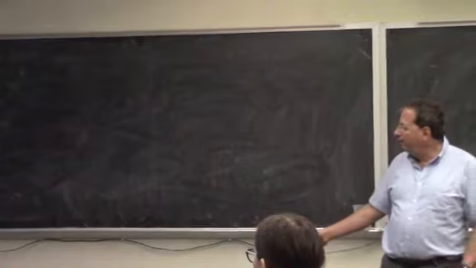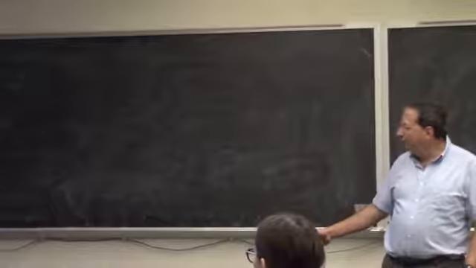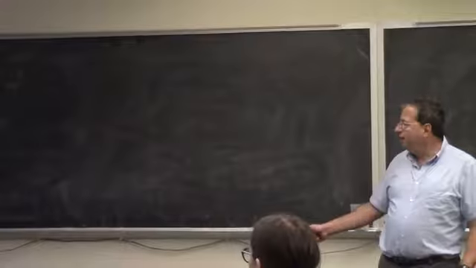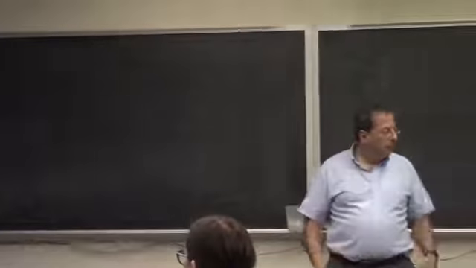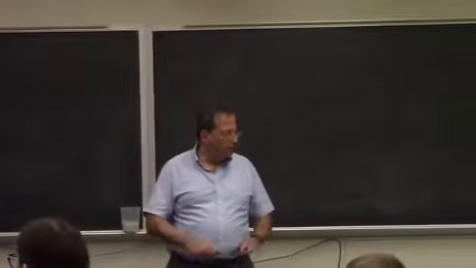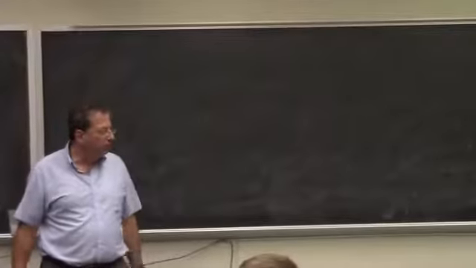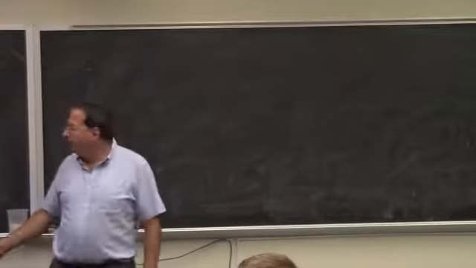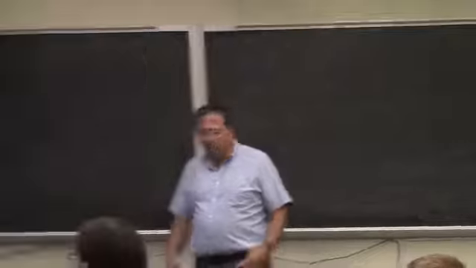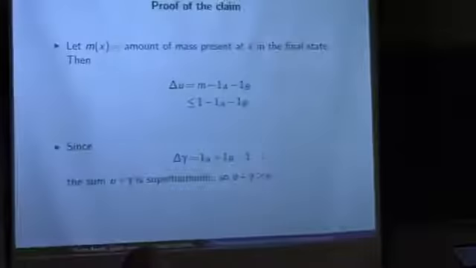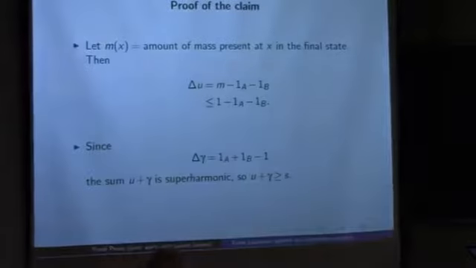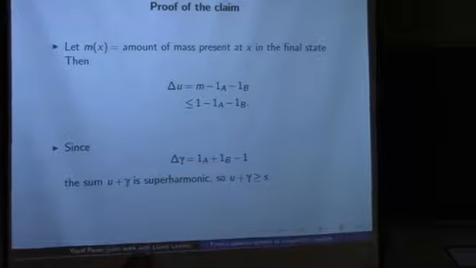So gamma was designed to satisfy this. Now, when you add this, you get that u plus gamma has a negative discrete Laplacian, which by definition just means that this is a superharmonic function. So u plus gamma is superharmonic, but what was s? S was the smallest superharmonic function above gamma. So u plus gamma is at least s. So that gives us one inequality.